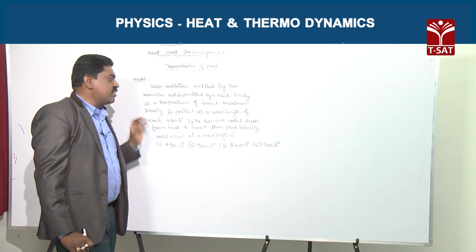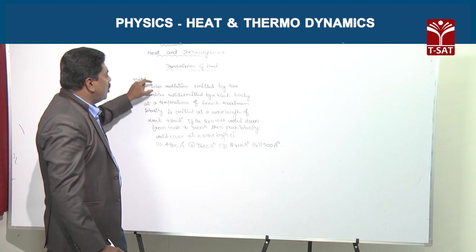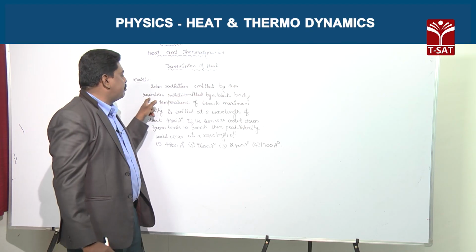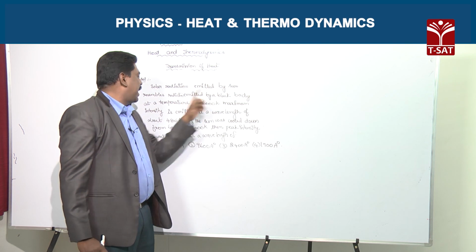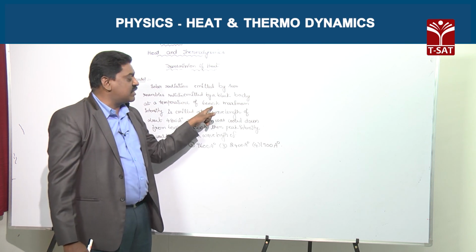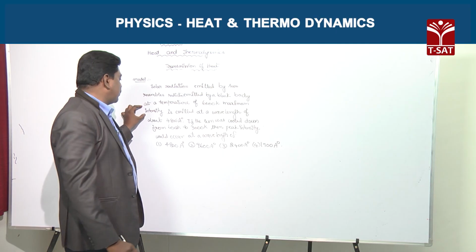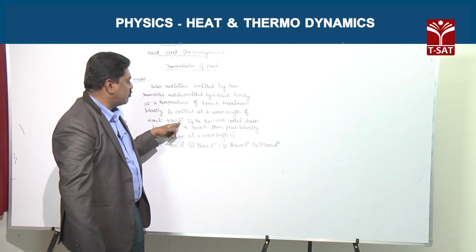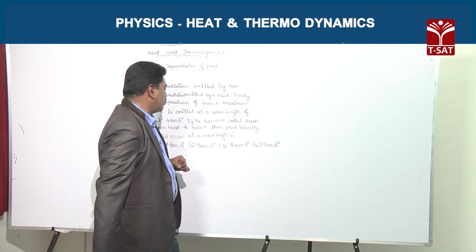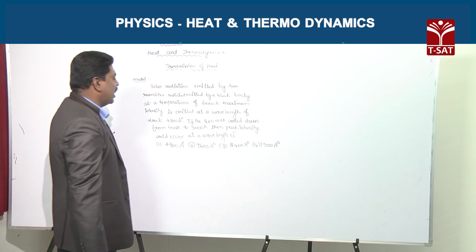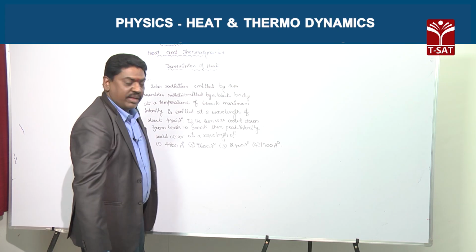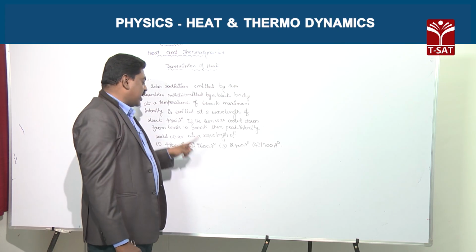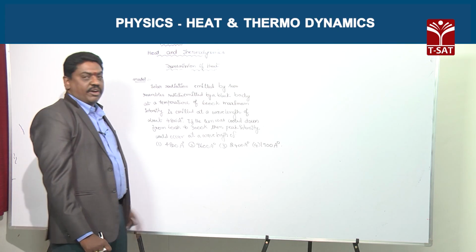Another model on Wien's displacement law. Solar radiation emitted by the sun resembles radiation emitted by a black body at a temperature of 6000 Kelvin. Maximum intensity is emitted at a wavelength of about 4800 angstroms. If the sun was cooled down from 6000 Kelvin to 3000 Kelvin, then peak intensity would occur at a wavelength of what?